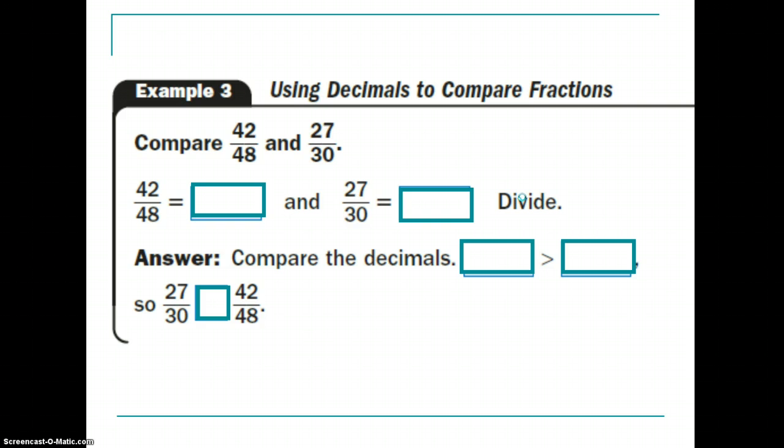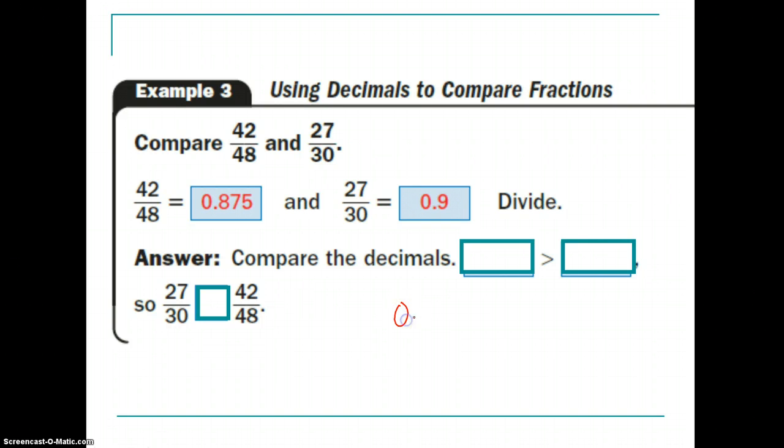You can use decimals to compare fractions. I actually think comparing fractions by putting them into decimals is the easier way to compare fractions. Otherwise, you have to find a common denominator. So 42/48ths becomes 875 thousandths, and 27/30ths becomes 9 tenths.